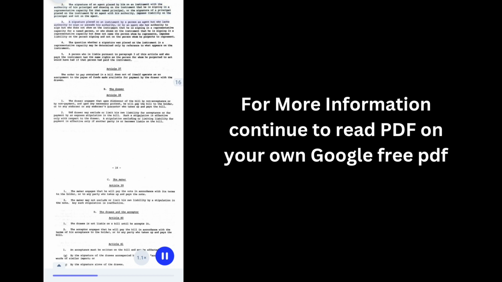3. A signature placed on an instrument by a person as agent but who lacks authority to sign or exceeds his authority, or by an agent who has authority to sign but who does not show on the instrument that he is signing in a representative capacity for a named person, or who shows on the instrument that he is signing in a representative capacity but does not name the person whom he represents, imposes liability on the person signing and not on the person whom he purported to represent.